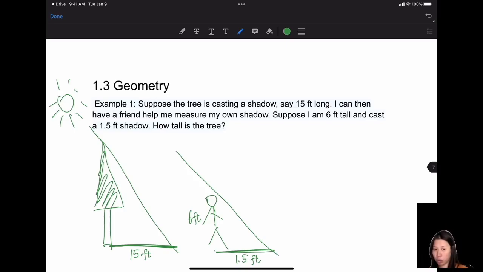When you look at this problem, you might notice that since this happens at the same time, that means this is going to be a similar triangle in here. These two are going to be similar triangles. By our previous video, we talked about that when it comes to similar triangles, the corresponding sides should have the same equivalent ratio.